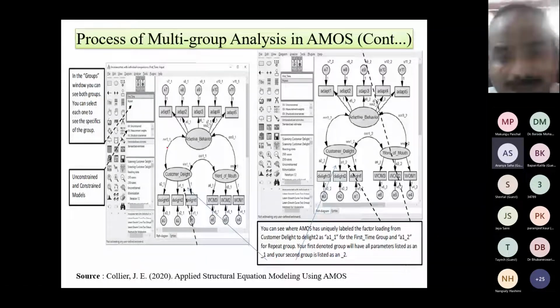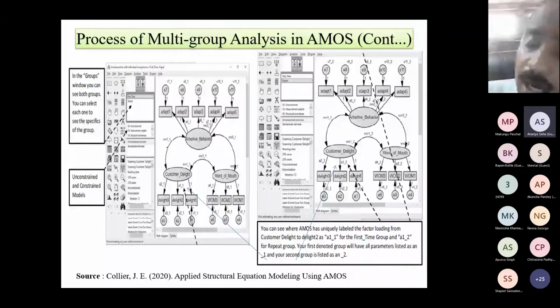Once you give different values to the different groups that you input for the invariance testing, what will you do then? You will make the group values. This is the symbol by which you will make the group values. Once you make the group values for the different paths with this symbol, such symbols will automatically appear.